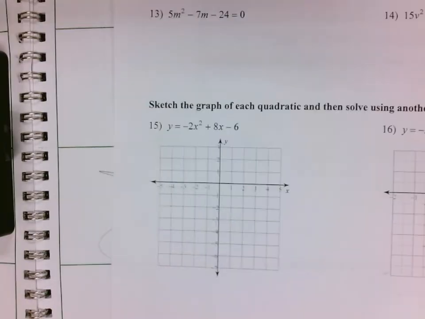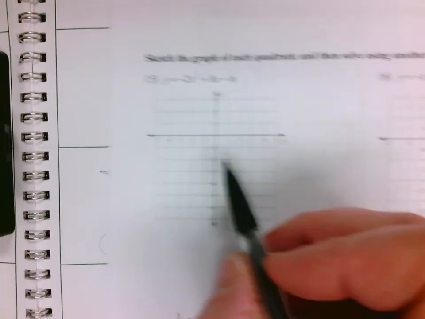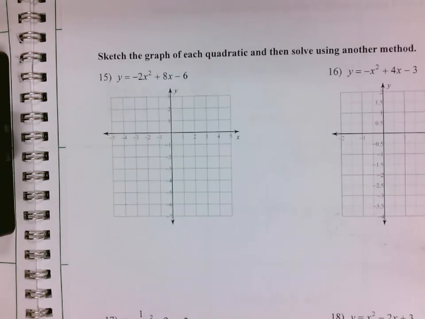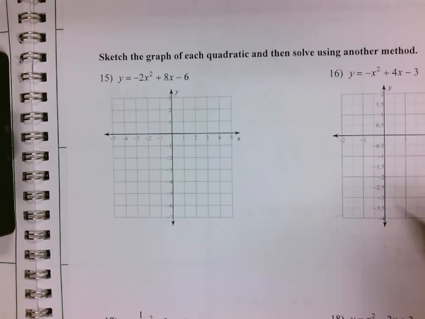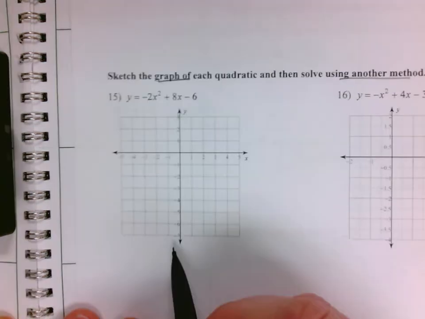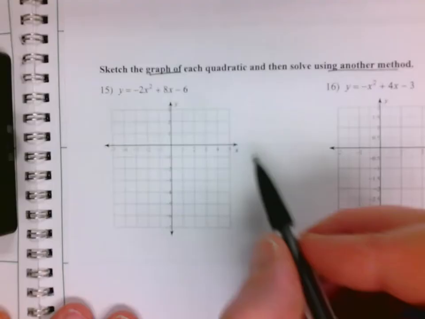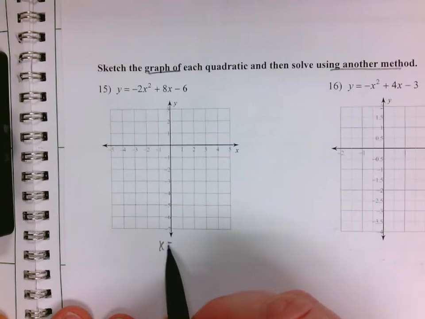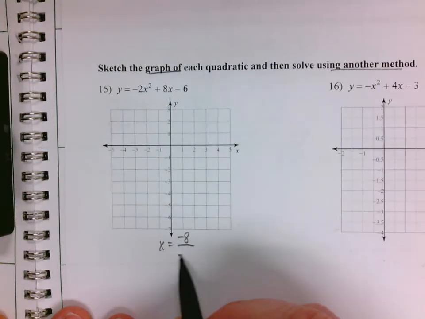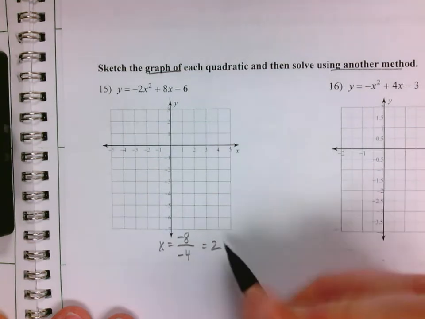On the back, more review at graphing. So it says graph the quadratic, then solve using another method. So I'm going to find the vertex. Opposite of b over 2a. So x coordinate is 2. Plug in for the y coordinate. Negative 2 times 2 squared plus 8 times 2 minus 6.